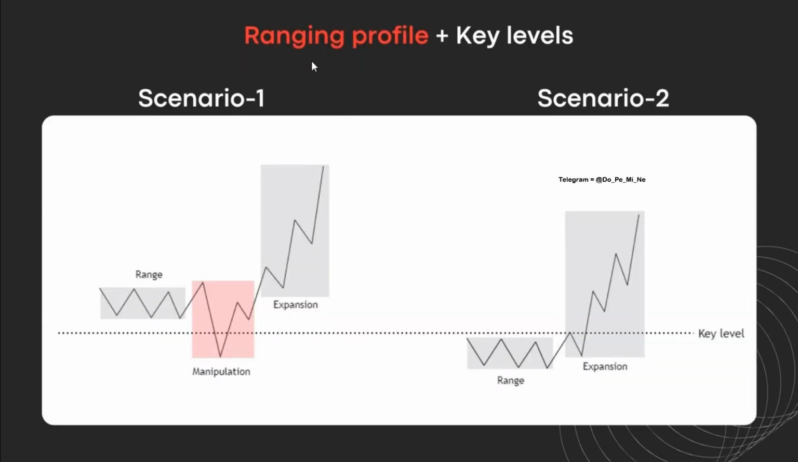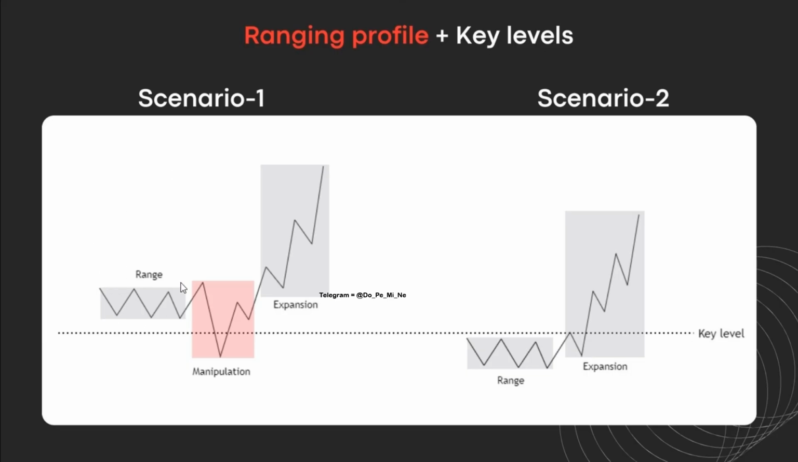Now, the first combination we've got here is the combination of ranging market profile and key levels, right? Now, what you need to keep in mind is this line right here represents key levels on the higher time frame, okay? So whenever you see this dotted line right here, it would represent a key level on the higher time frame. Now, there are only two possible outcomes or scenarios we can have based on this combination of ranging profile and key level.